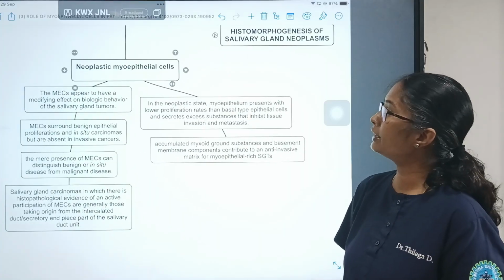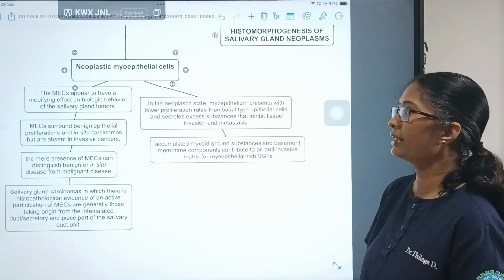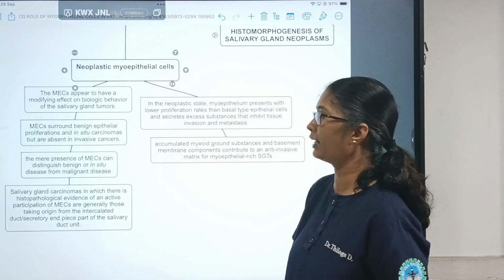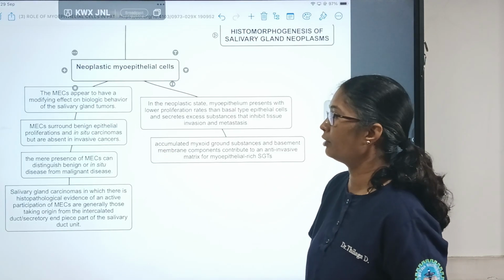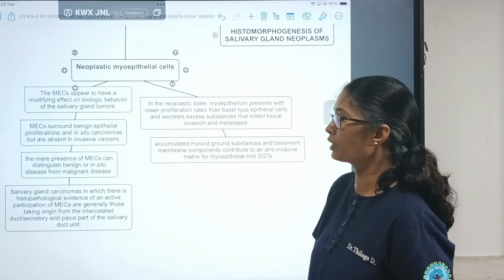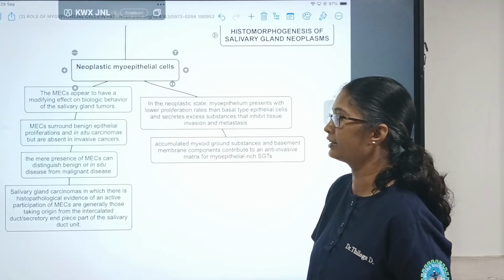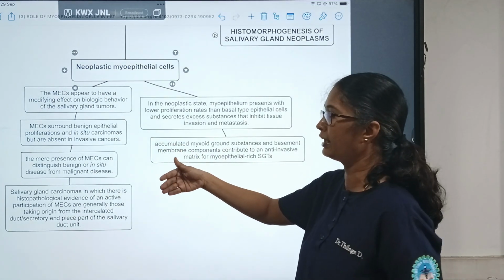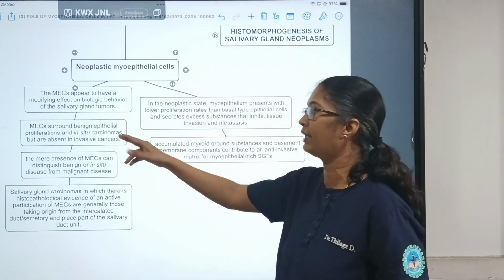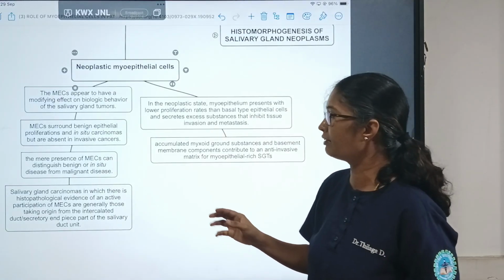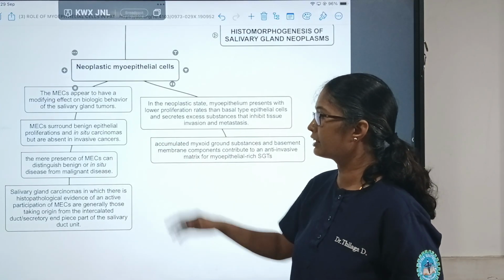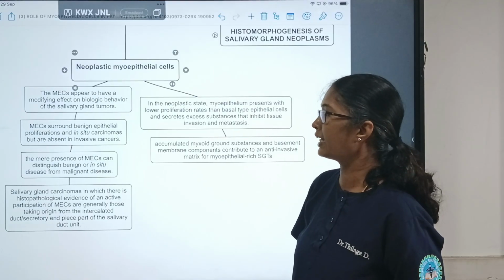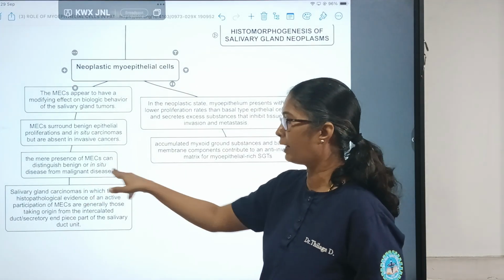Then we will see about the neoplastic myoepithelial cells. The myoepithelial cells appear to have a modifying effect on the biologic behavior of salivary gland tumors. Myoepithelial cells surround benign epithelial proliferation and in situ carcinomas but are absent in invasive cancers. This statement is very important because when we see a histological slide of a salivary gland tumor, if myoepithelial cells are present, we can classify it directly as a benign lesion, whereas if they are not present, we can classify it as a malignant version. The mere presence of myoepithelial cells can distinguish between a benign or in situ disease and malignant disease.